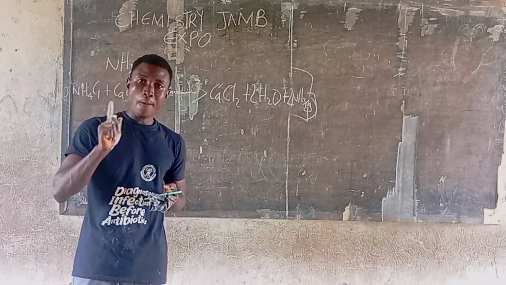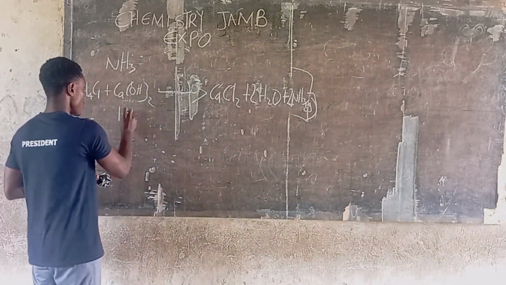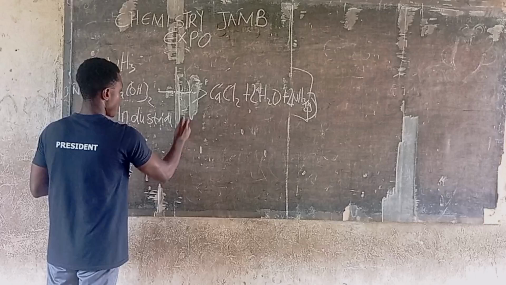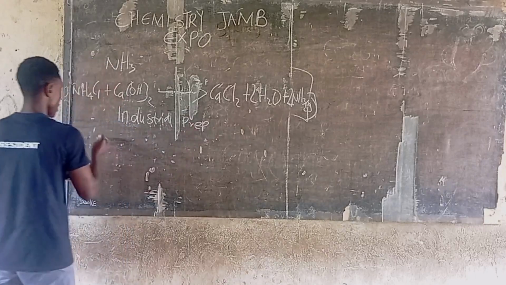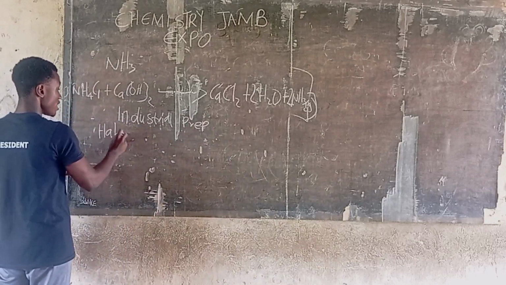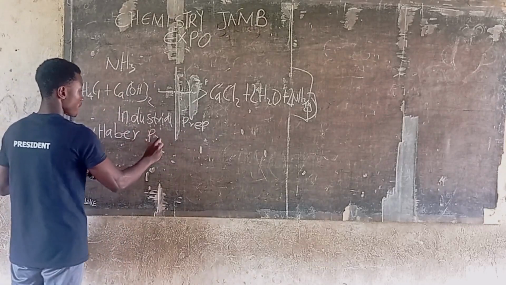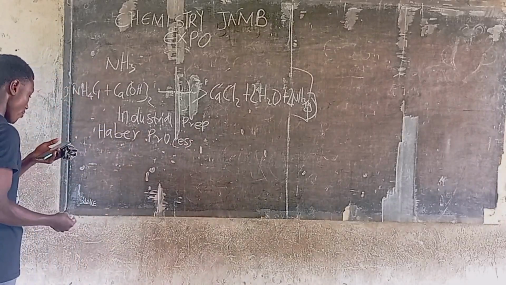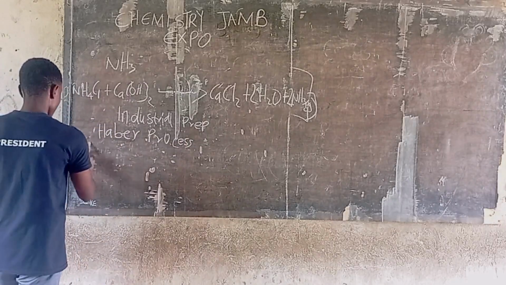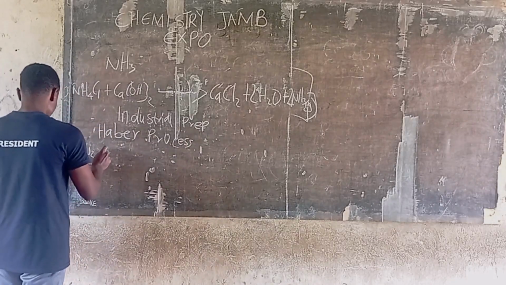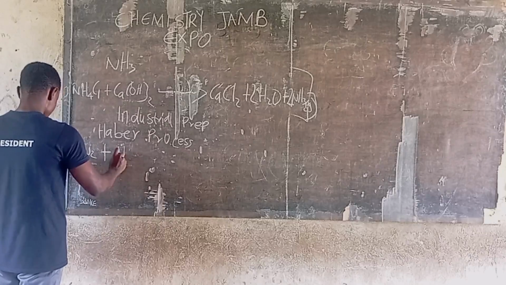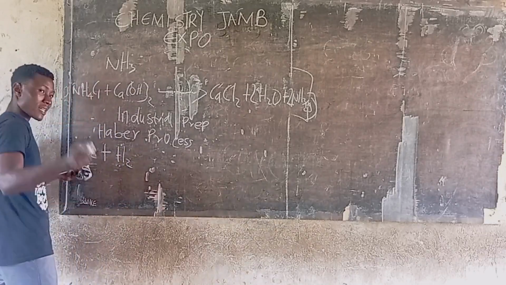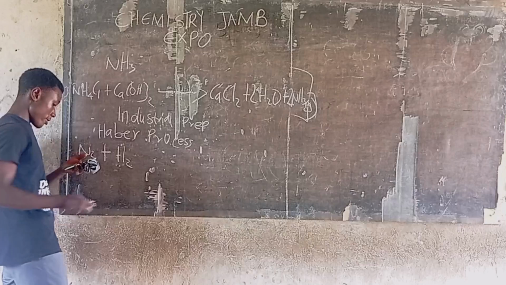The Haber process is the industrial preparation of ammonia. The Haber process is simply nitrogen plus hydrogen, giving us a forward and a backward reaction.